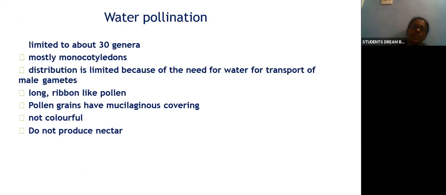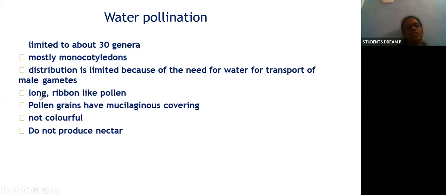Then we have water pollination. Water pollination is very rare. It is limited to only 30 genera. It will occur mostly in monocotyledons and water plants usually. The distribution is limited because of the need for water for transport of male gametes. Since they need water for transport, it occurs mostly only in plants on the water surface.